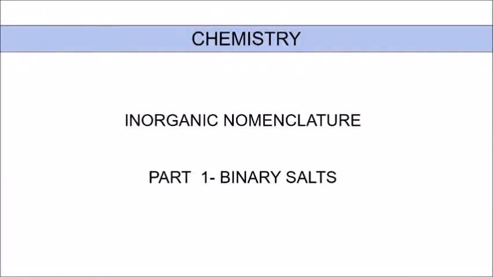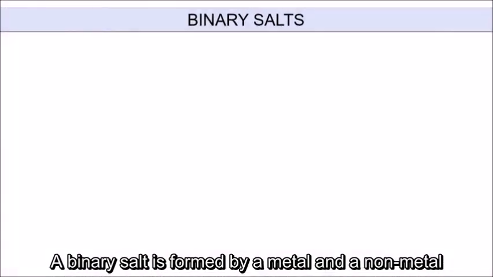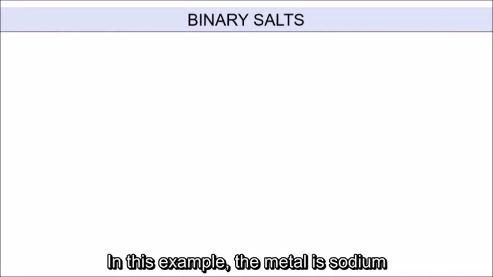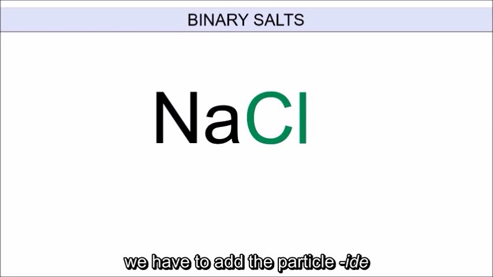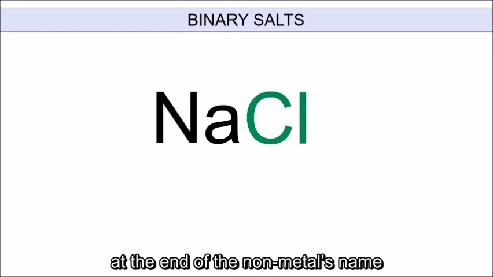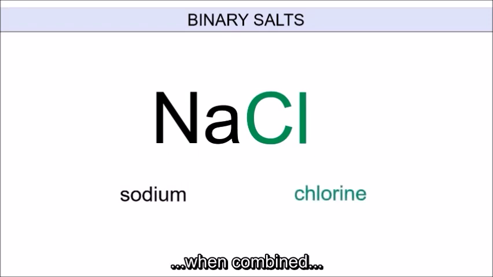Chemistry, Inorganic Nomenclature, Part 1, Binary Salts. A binary salt is formed by a metal and a non-metal. In this example, the metal is sodium and the non-metal is chlorine. In order to make the compound, we have to add the particle "ide" at the end of the non-metal's name. So, sodium and chlorine, when combined, will give sodium chloride.